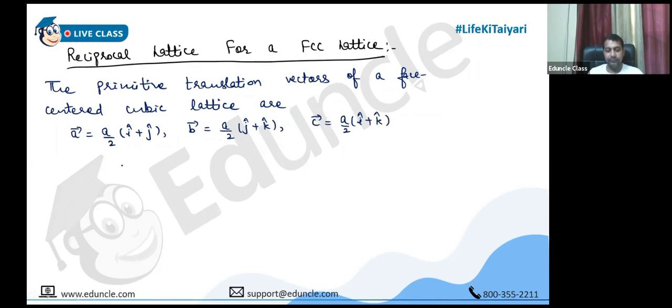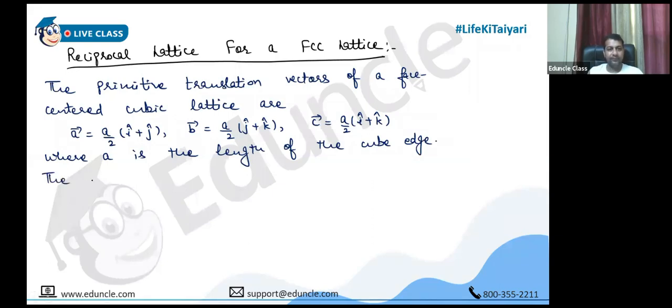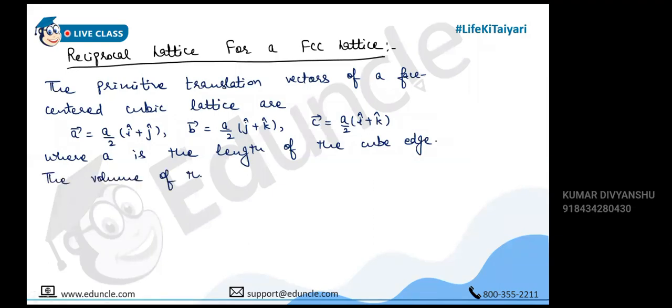These are where A is the cube edge, because they will be present midway between the two edges. That's why A by 2 is there. Now, what is the volume? Sir, A cube by 4. Yes.